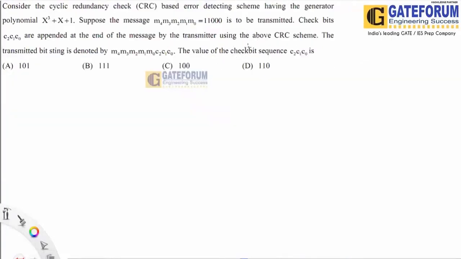Let's try to solve one more question of GATE 2021, which was asked in CA.